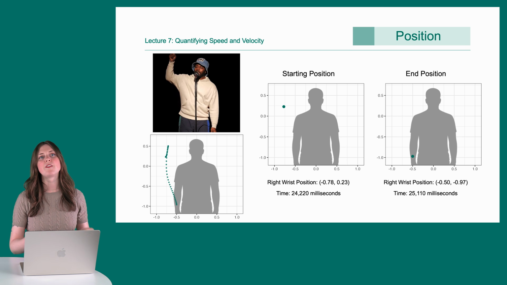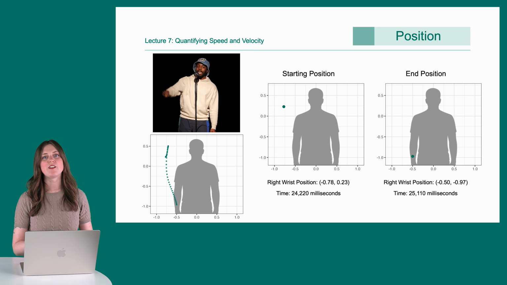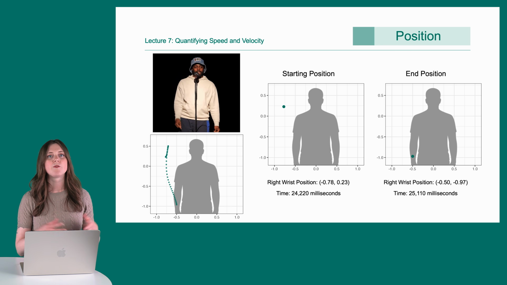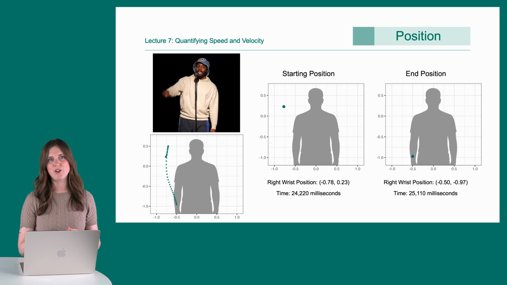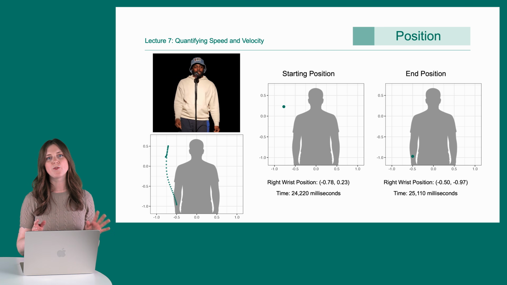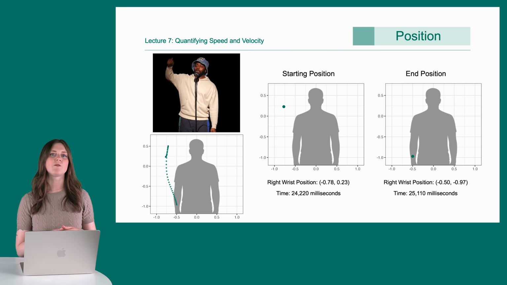We can define the starting and end position of the right wrist using the X and Y coordinates. For example, the starting position is at X equals negative 0.78 and Y equals positive 0.23. And the wrist is at this position at around 24 seconds into the video. Similarly, we can define the end position of the wrist.